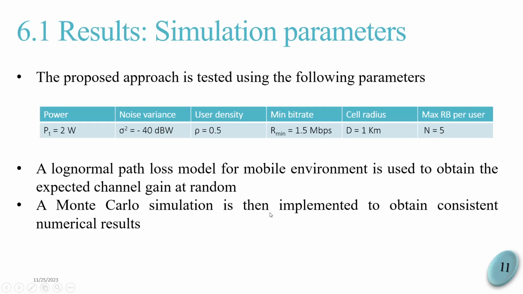For the channel model, we consider a log normal path loss model. So we have a Gaussian distribution in dB around a certain average, and the average is obtained using the mobile environment path loss model, with an exponent gamma equal to 4. The simulation is done using Monte Carlo simulation, so we are going to do the optimization over several simulations in order to obtain consistent numerical results.